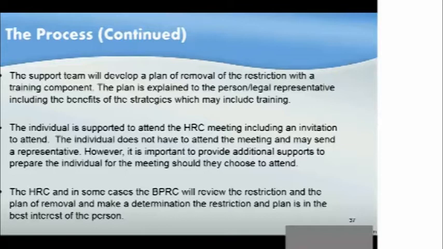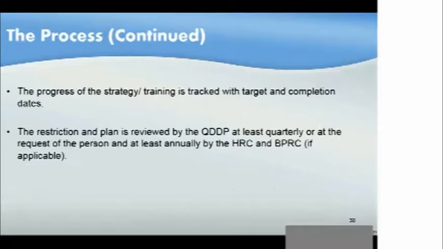The HRC, in some cases the BPRC, reviews the restriction and the plan of removal and then makes a determination if the restriction is in the best interest of the person. The progress of the strategy and our training is tracked with target and completion dates. We want to make sure that we're tracking the progress because we want to know if the strategies that we have in place are they working? Do we need to revise our plan?